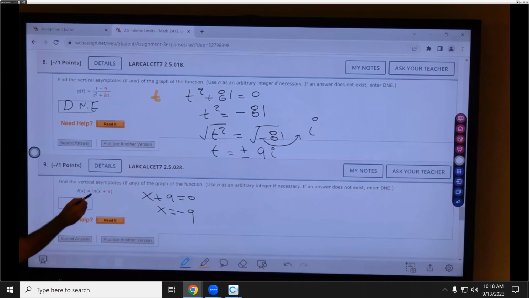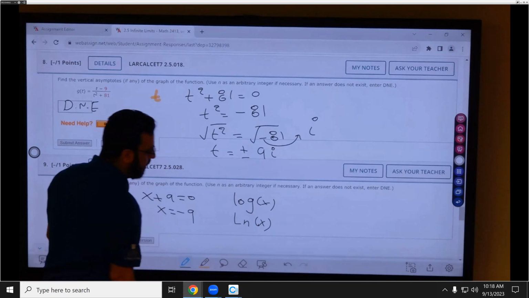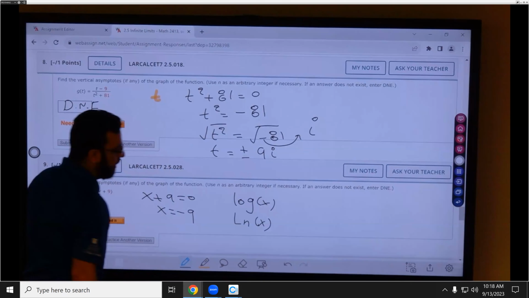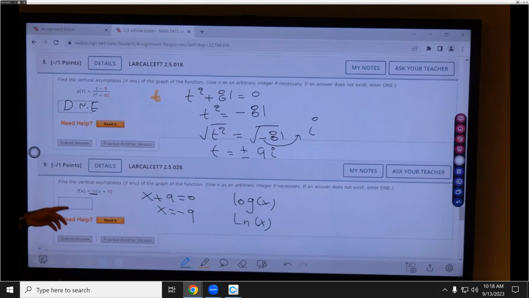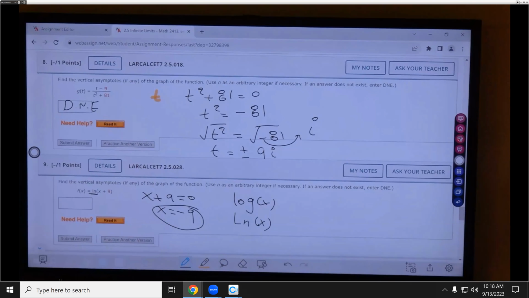So keep in your mind, when you see the natural log or a logarithm function, you can take everything inside and set it to 0. So when you grab this one, you will see, yes, there's an asymptote when x equals negative 9. Go to the next example.